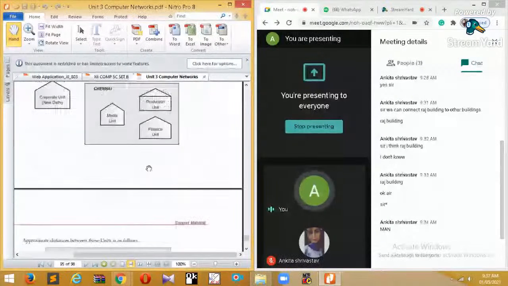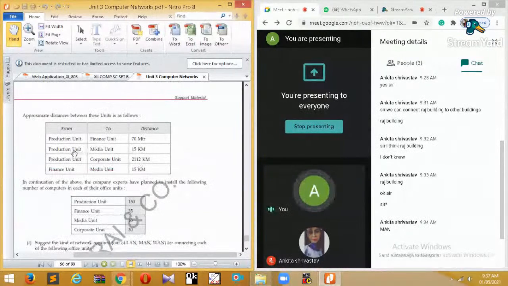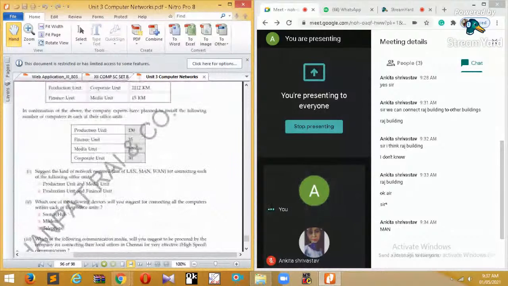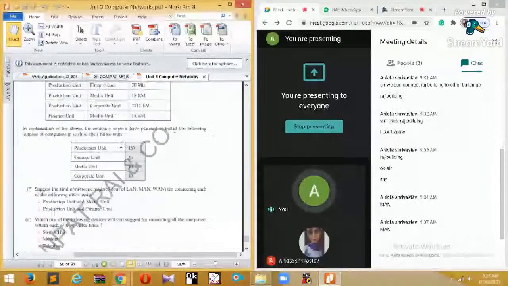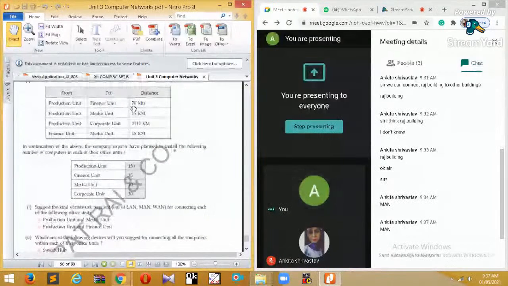In between, first of all, see what the distance is. Production unit to media unit, 15 kilometers. So, which kind of network do you require? And production unit to finance unit, the distance is 70 meters. So, which kind of network will be required for the first case, production unit to media unit? Try to answer. Try to answer, Ankita.